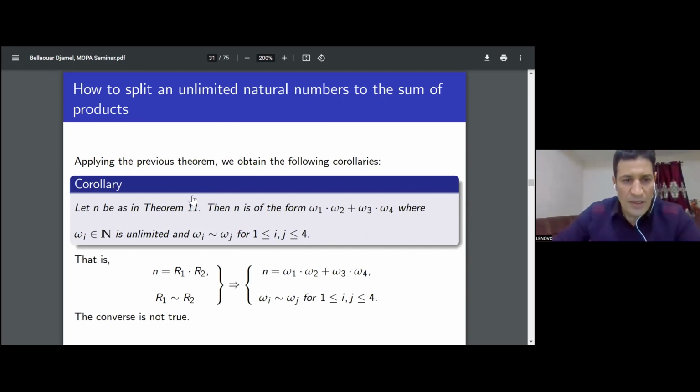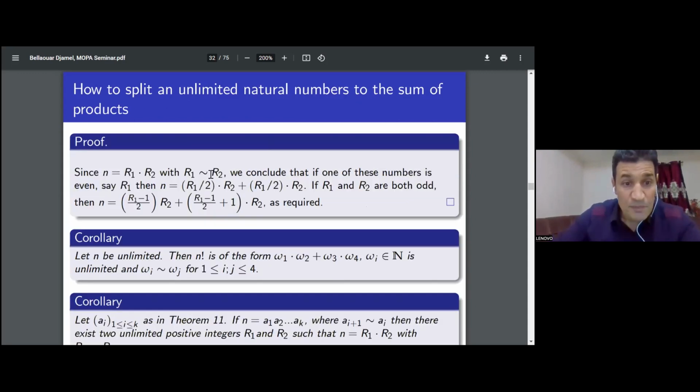Now in this corollary we deduce that if n is given by this form, then n can be written as omega 1, omega 2 plus omega 3, omega 4, where omega i and omega j are of the same order. The proof is quite simple, and in the next corollary, consider the number n factorial. So n factorial can be written as the product of two unlimited integers having the same order, and so we can write n factorial in this form.